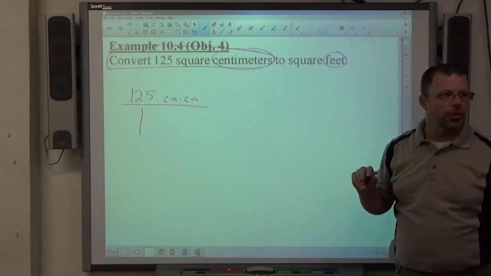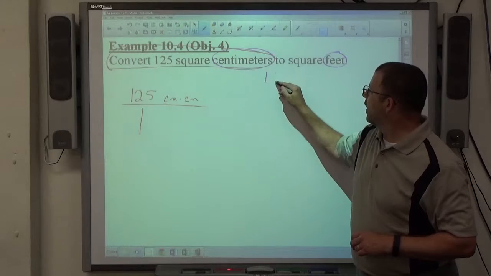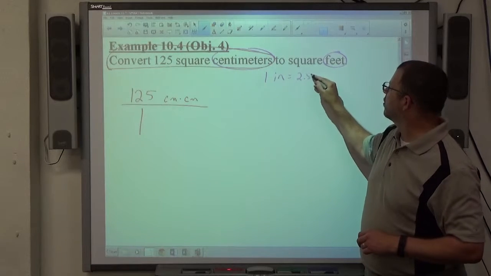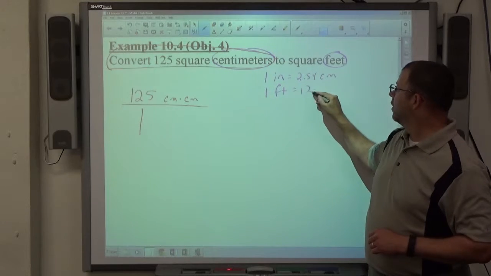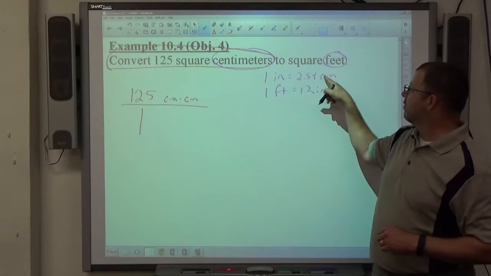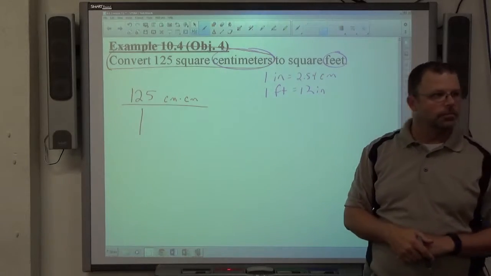I don't have any facts about centimeters going to feet, so I have to do this in a couple steps. I can go from centimeters to inches using the same one we just had a moment ago. 1 inch equals 2.54 centimeters. 12 inches equals 1 foot. Very good. 1 foot equals 12 inches. So I can go from centimeters to inches, and I can go inches to feet. That's what I can do.